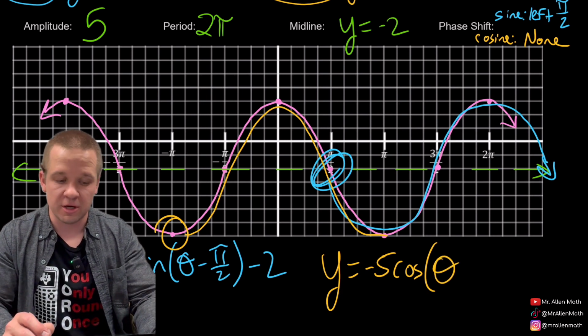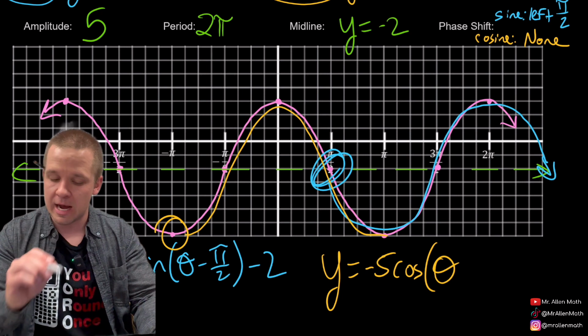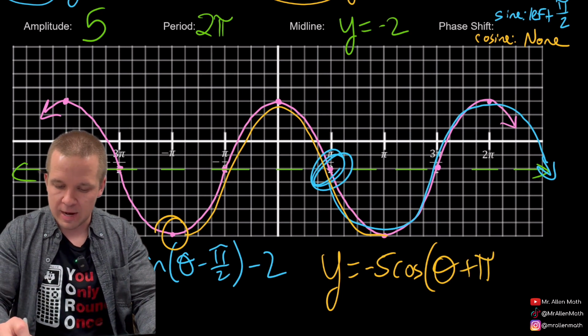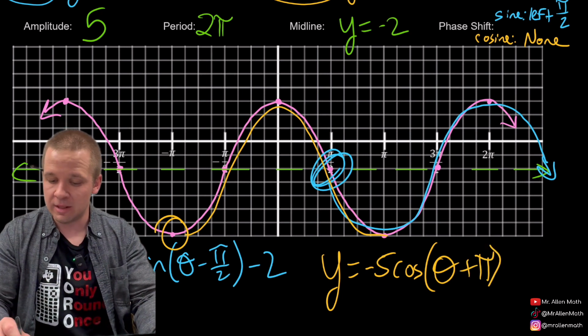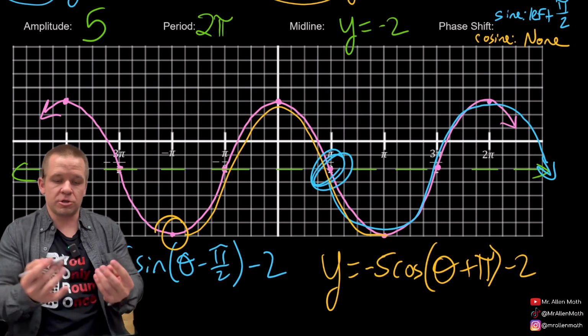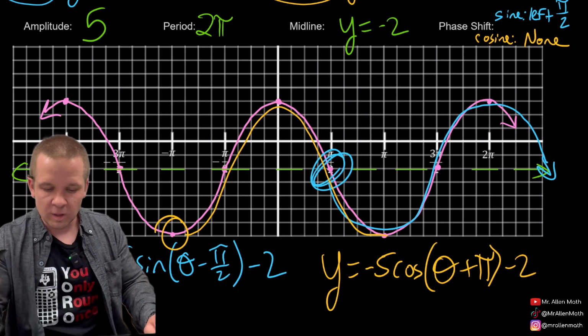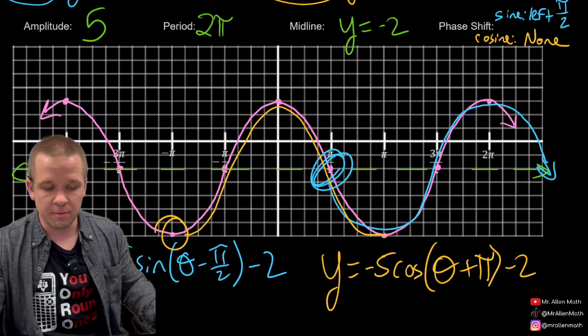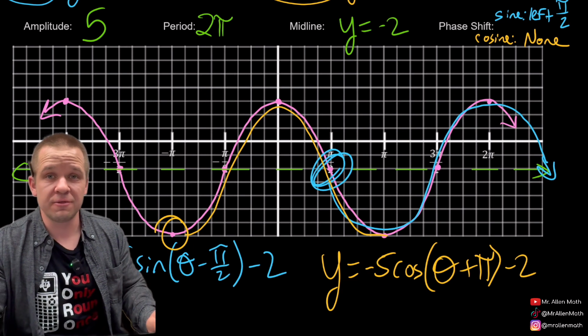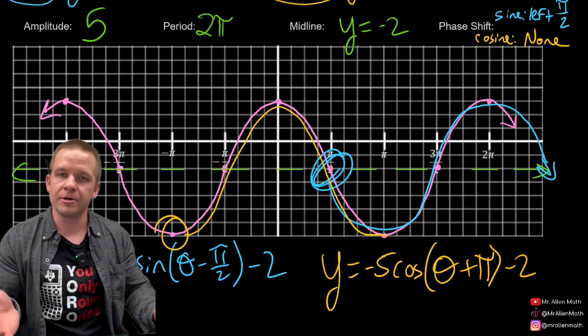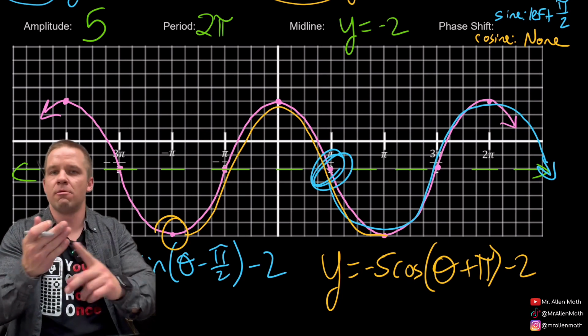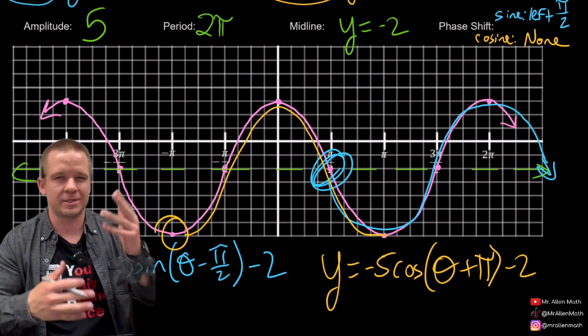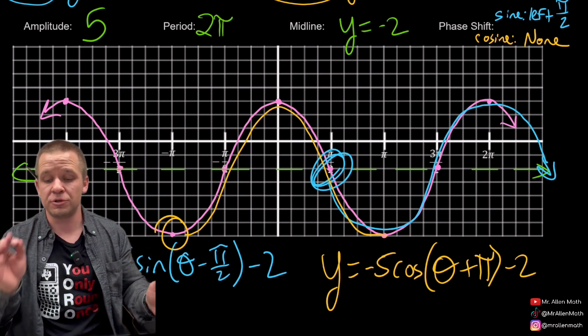But I do have a phase shift, left pi, just pi, so plus pi, and then my midline, -2. So those are two totally workable sine and cosine functions, not necessarily the most ideal, but it's really whatever you see first, right? And then you can write one of those. But I always go for no phase shift if possible and no reflection if possible. Those are my usual go-tos. It's less stuff to put in the equation, less stuff to screw up.